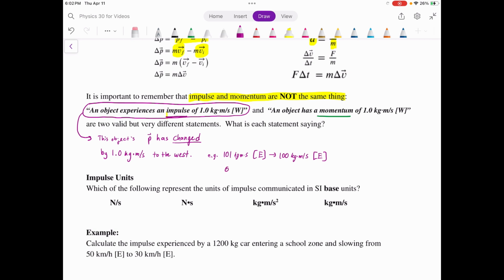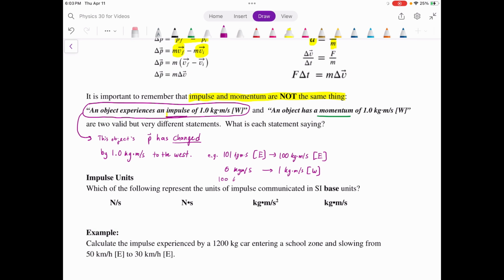Or it could have had no momentum initially, 0 kilogram meters per second, and it ended up with 1, whoops, that bracket doesn't belong there, ended up with 1 kilogram meter per second of momentum to the west. That is a change of 1 kilogram meter per second to the west in its momentum. That's an impulse of 1 kilogram meter per second to the west, right?